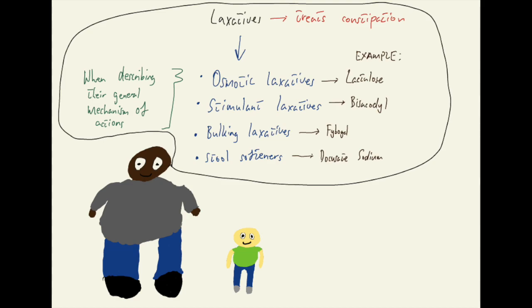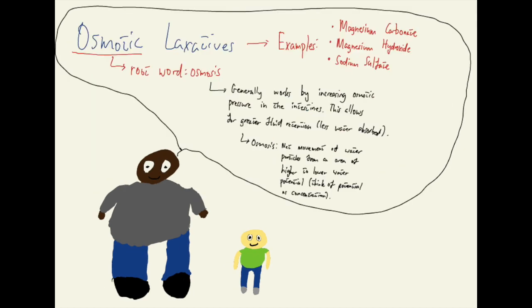An example of an osmotic laxative is lactulose. An example of a stimulant laxative is bisacodyl. An example of a bulking laxative would be Fybogel, and an example of a stool softener is docusate sodium. Right, perhaps we dive into osmotic laxatives now?